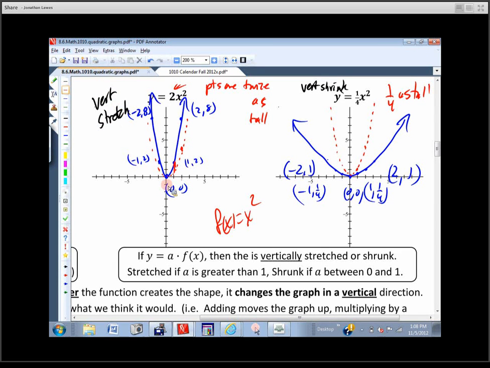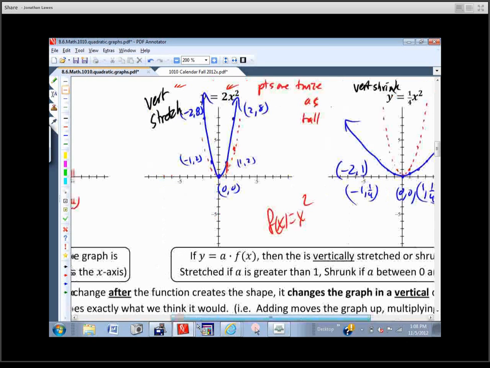Okay, any questions? What's the difference between a number that stretches it and a number that shrinks it? Yeah. So if you pick a number that's bigger than 1, it's going to stretch it. It's going to be taller than it used to be, steeper than it used to be. If you pick a number between 0 and 1, it's a fraction, a small number, it's going to make it smaller than it used to be.